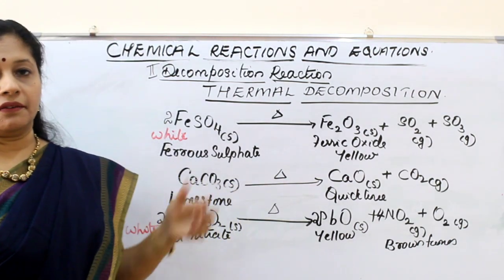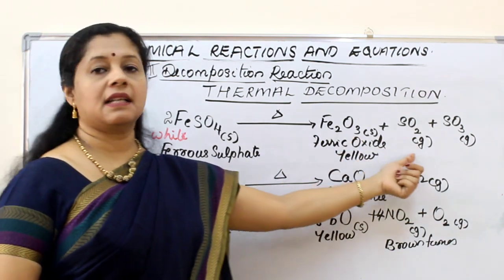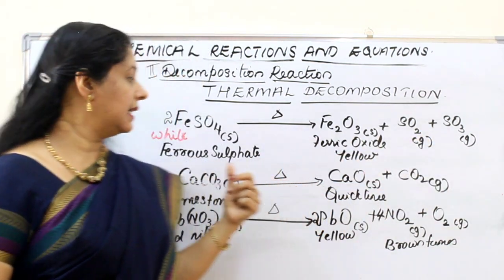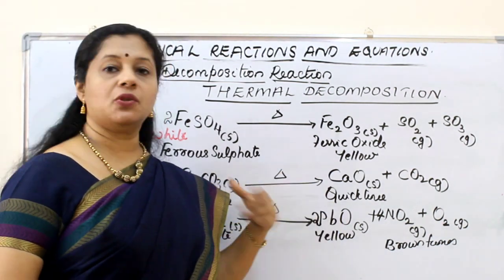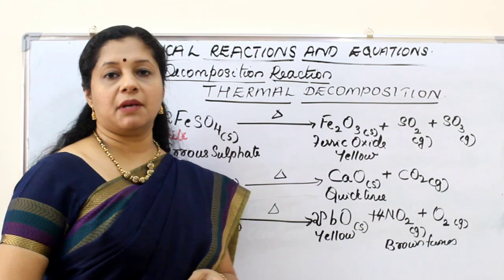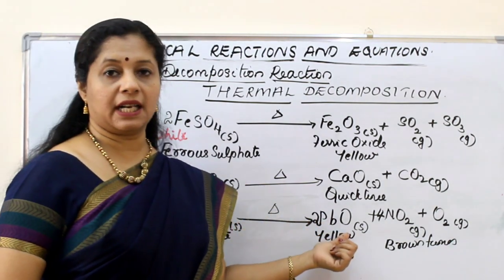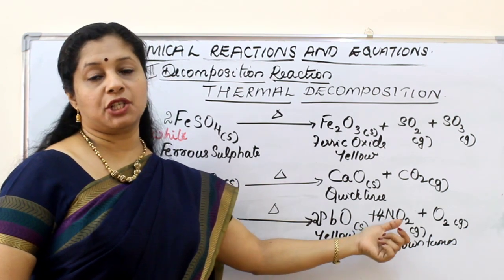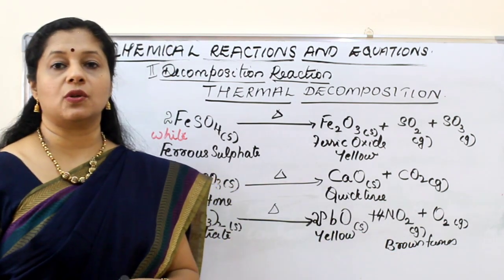First, ferrous sulfate will decompose to form ferric oxide, sulfur dioxide and sulfur trioxide. Second, calcium carbonate or limestone will give quicklime, which is used in cement manufacturing, and carbon dioxide gas is evolved. Then lead nitrate on heating will become yellow-colored lead oxide, and a reddish brown fume will come out, that is nitrogen dioxide, and oxygen gas is also formed.